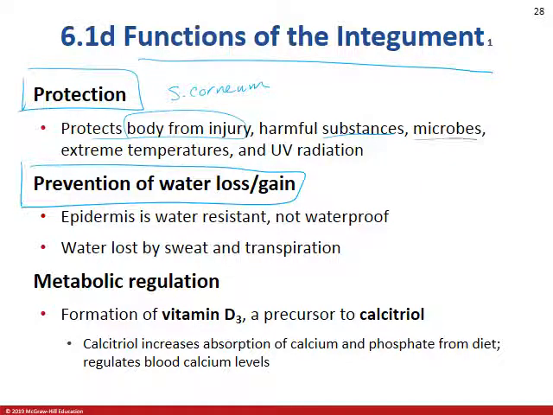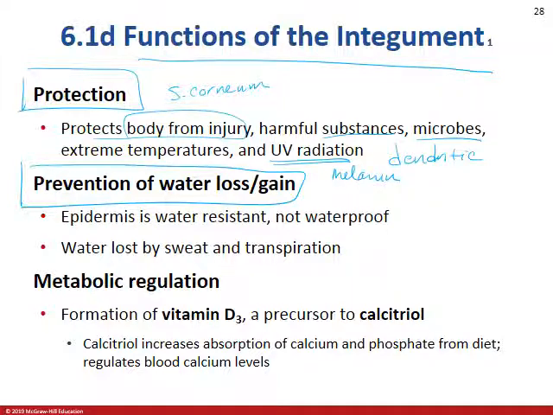Harmful substances and microbes. Do we have a way to stop them from getting into our blood vessels? And you should think of those dendritic cells, right? The dendritic cells in the stratum spinosum that stop microbes from getting past all those layers into our dermis and our blood vessels. Do we have a way to protect against UV radiation? Hopefully you're thinking melanin, right?